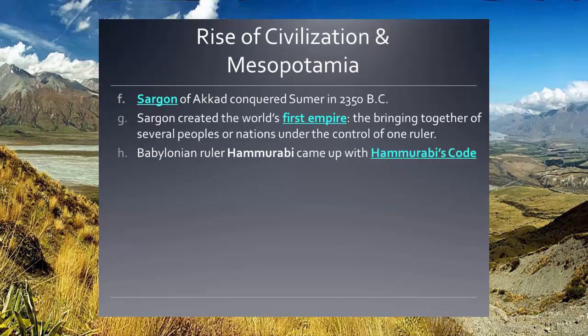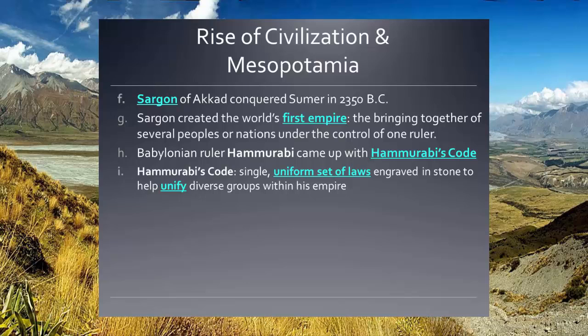One of these rulers would come from Babylon and go by the name of Hammurabi. He would create one of the first sets of standard rules for an empire. This set of rules would become known as Hammurabi's Code.